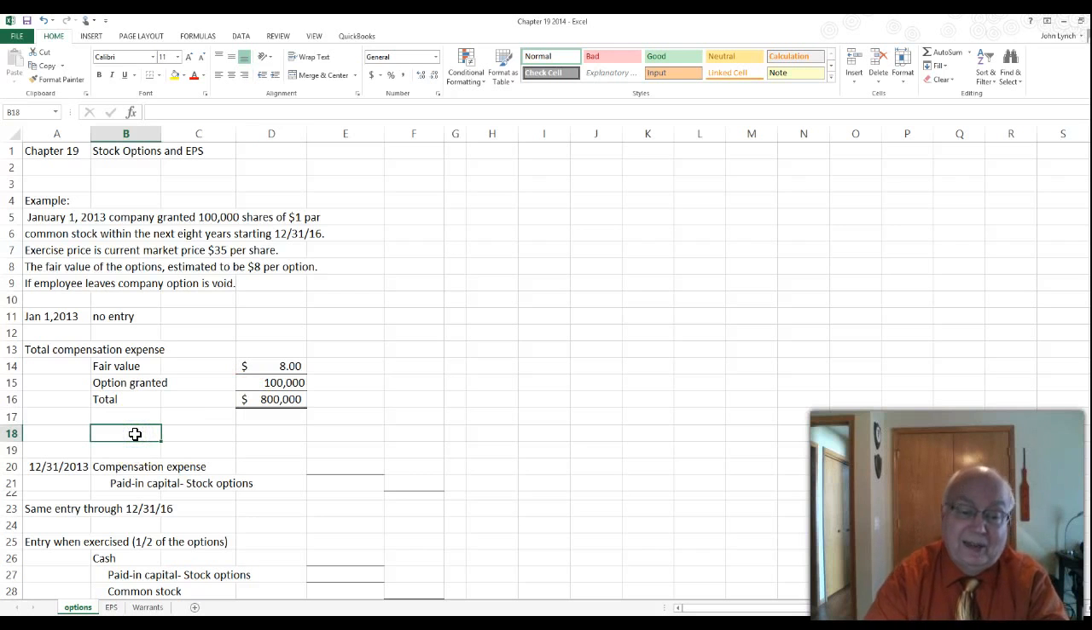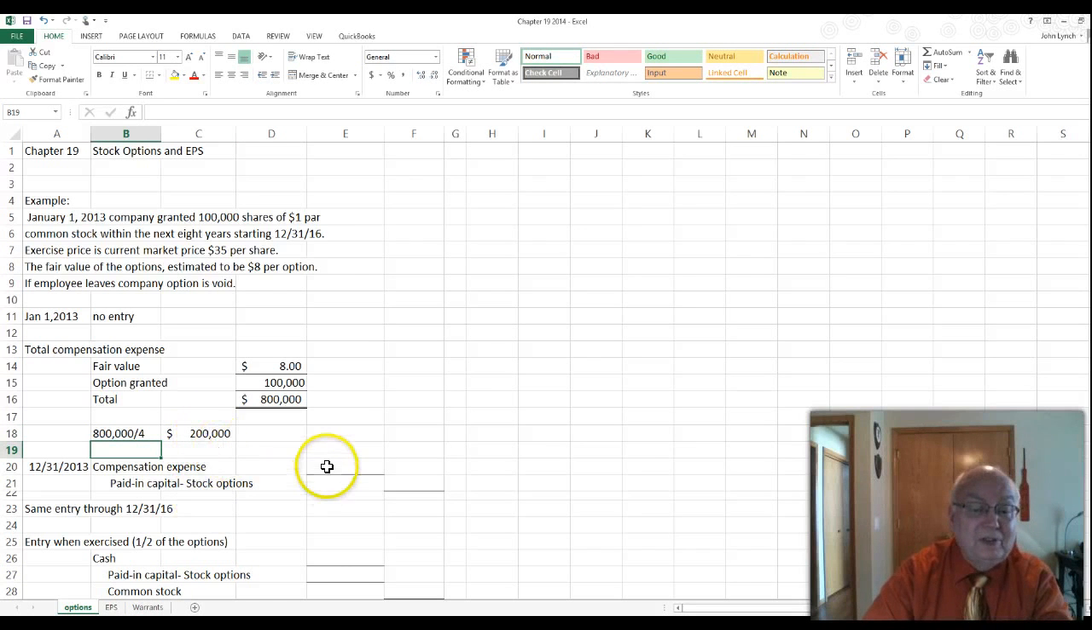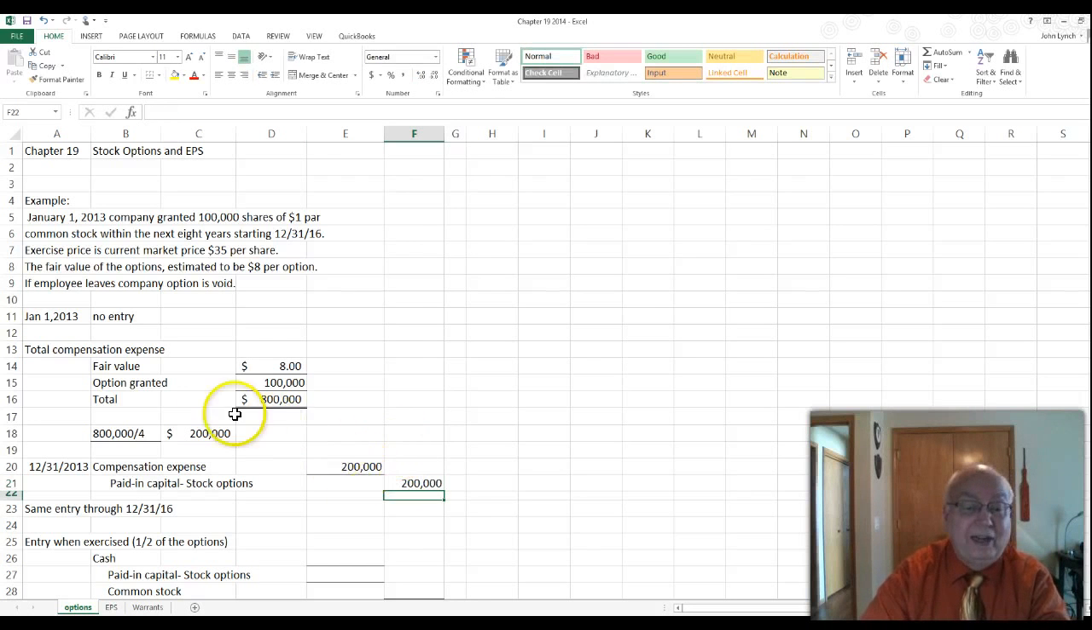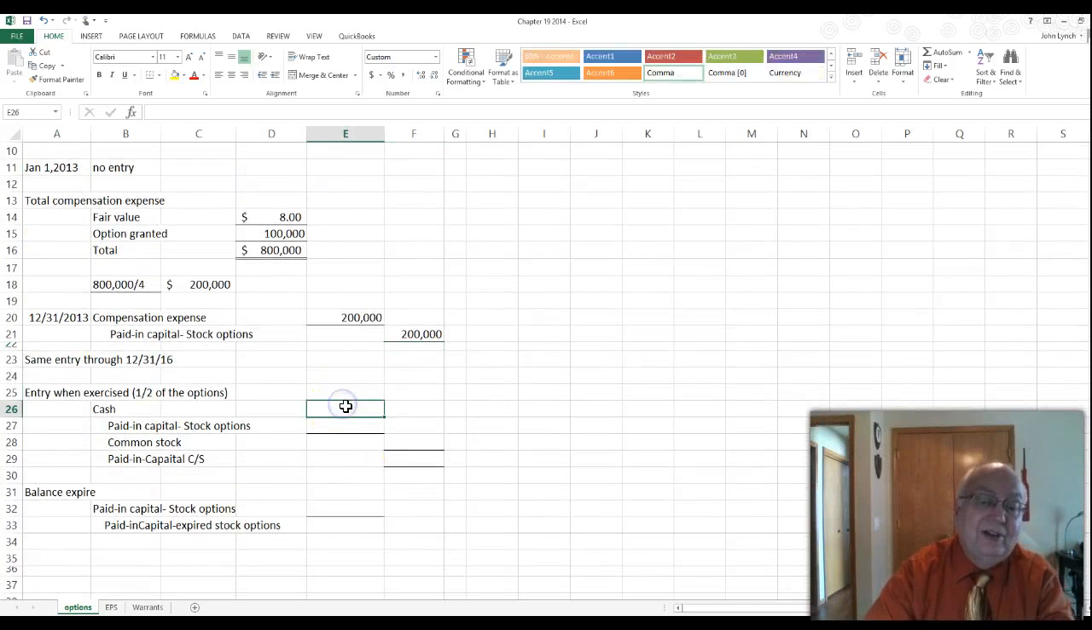Now, one of the options is you take that compensation expense and you amortize it over the vesting period, which is the period that they can't exercise it, which in this case was the 4 years. So we would take the 800,000 and divide that by 4, and that gives us then 200,000 per year. Okay, so that's our compensation expense, and that's what simply goes in here. So you debit compensation expense, and you would credit paid-in capital from compensation expense. And that entry you're going to make for the next 4 years. That same entry, 200,000.